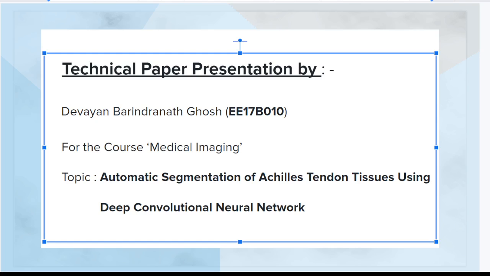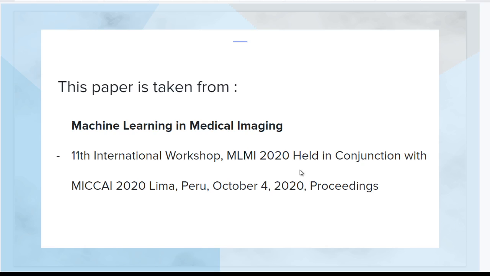The topic of my presentation is automatic segmentation of Achilles tendon tissues using deep convolutional neural network. This paper has been taken from the proceedings named Machine Learning in Medical Imaging from the 11th International Workshop MLMI 2020 held in conjunction with MICAI 2020.